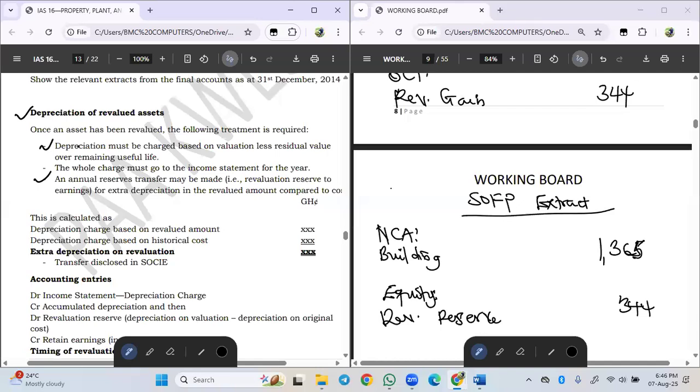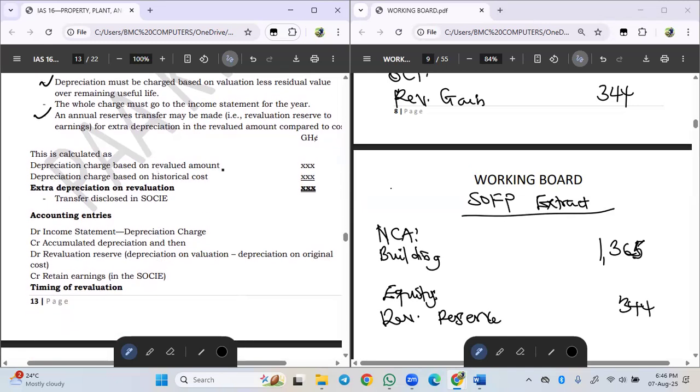So one will ask, how do we determine this extra depreciation? So we are saying that the depreciation charge based on the revalued amount. So after you've done the revaluation, you compute the annual depreciation charge on the revalued amount, and also you compute the annual depreciation charge on the historical cost, not accumulated depreciation, the annual ones. Okay, then you find the difference. So it will be the depreciation on valuation minus depreciation on the historical cost. And the answer will give you the extra depreciation on revaluation, this one.